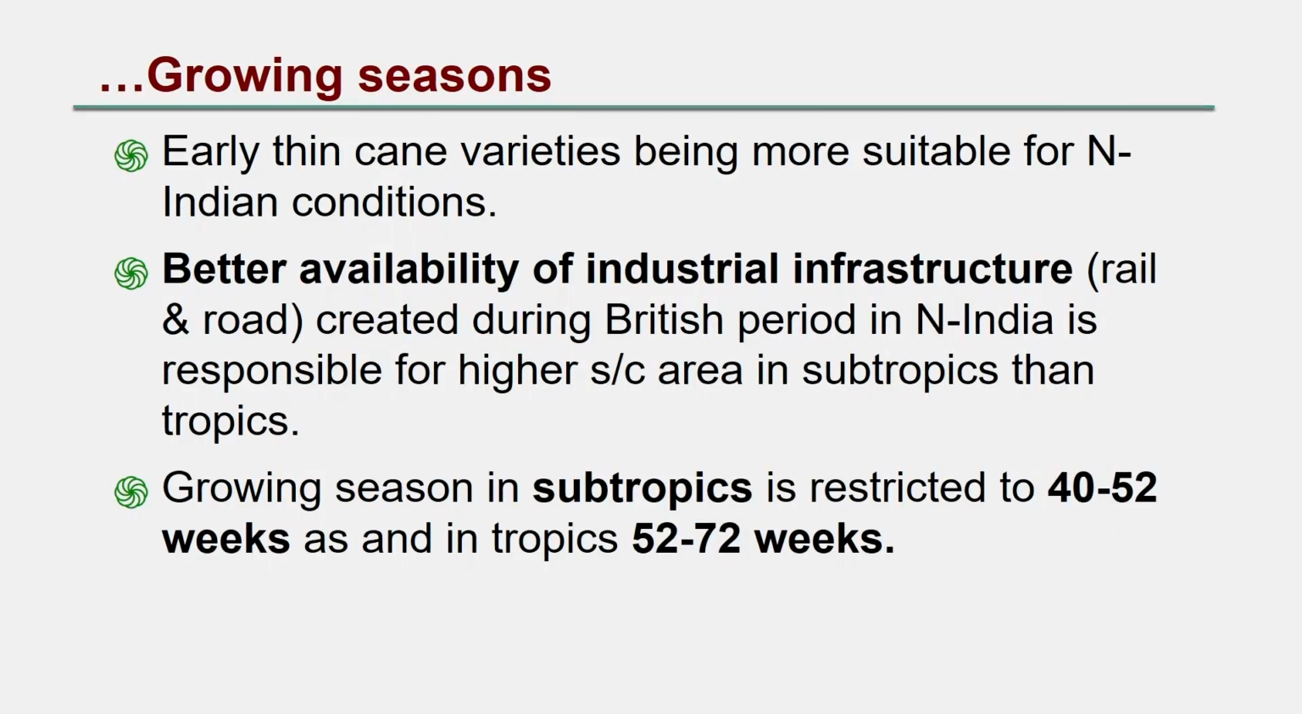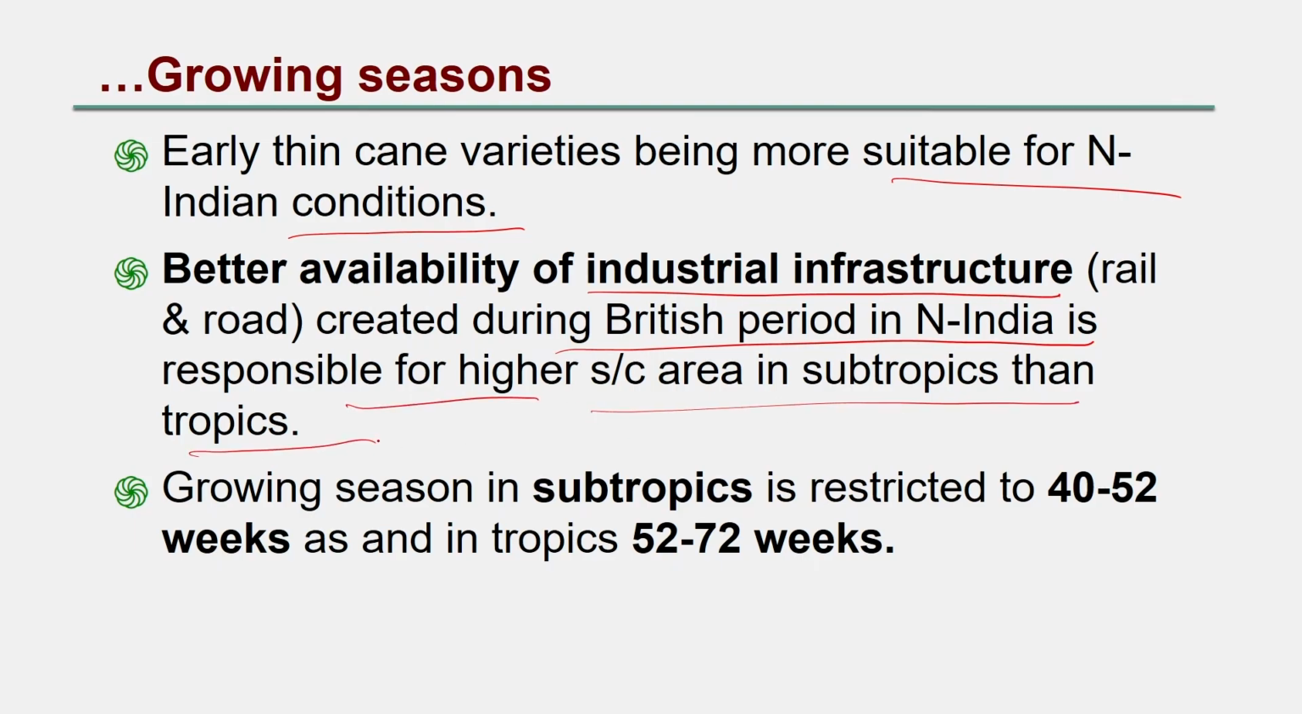Basically, sugarcane is a tropical plant and grown in Maharashtra, Karnataka, Tamil Nadu, etc. Those have tropical kind of climate, but it is being successfully grown in northern states also, which have roughly subtropical kind of climate. Early thin cane varieties being more suitable for North Indian conditions. Better availability of industrial infrastructure, rail and road created during British period in North India is responsible for higher sugarcane area in subtropics than in tropics.